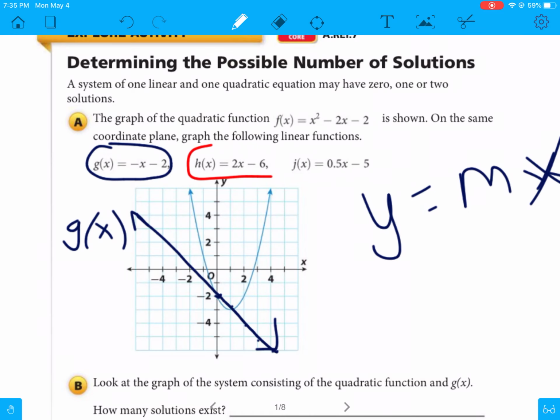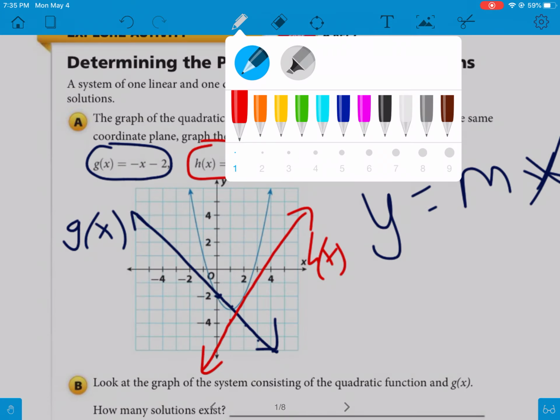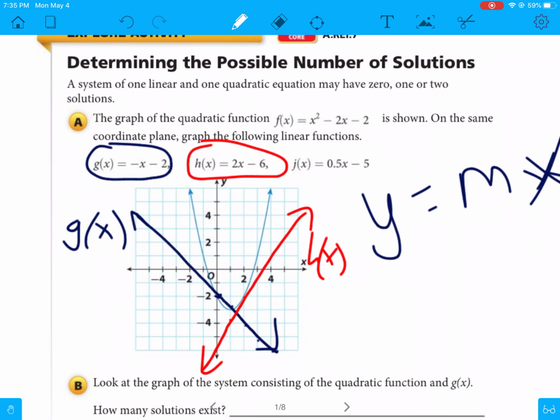Now we'll do the next one, h of x, in red. So remember, y-intercept is negative 6, and then your slope is up 2 over 1. So that's h of x. And then the next one, we'll go with that blue. So negative 5 is your y-intercept, and then up 1, to the right 2. And that's j of x.